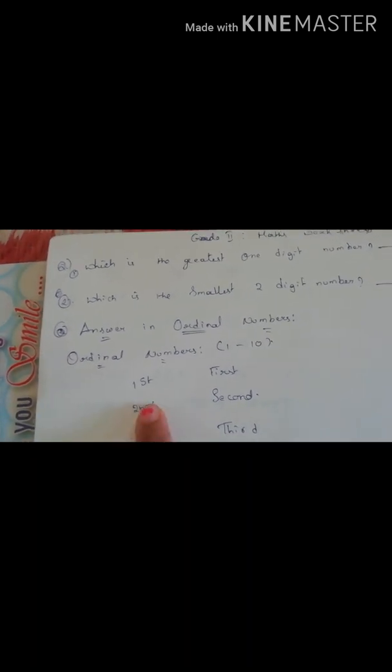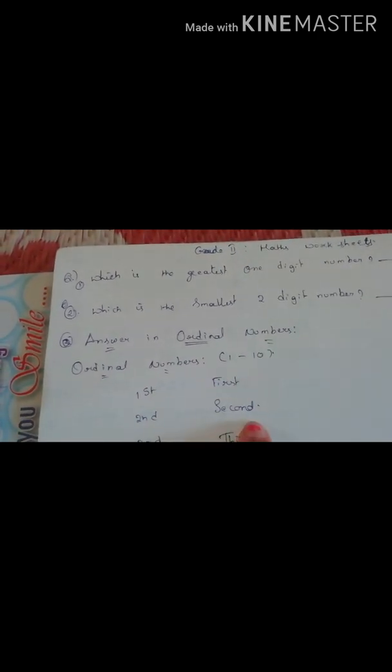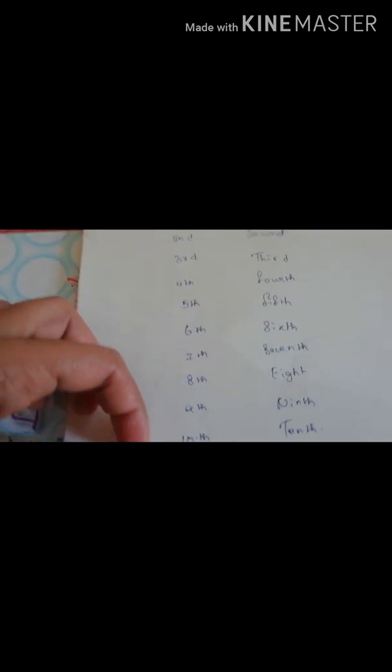This one asks which is the greatest one-digit number, and afterwards which is the smallest two-digit number. I don't know if you children know about ordinal numbers or not, but my child doesn't, and I'm sure they're going to be introduced in second standard. That's why I practiced this with her. These are the ordinal numbers: first means she has to write it like this, and second means second. So I wrote them for her to know about ordinal numbers.